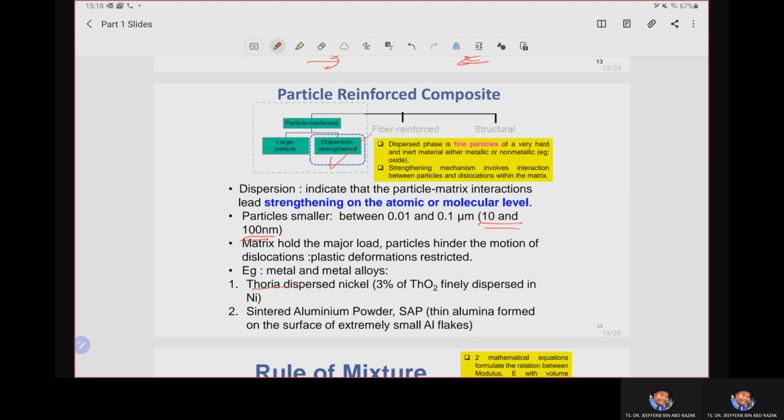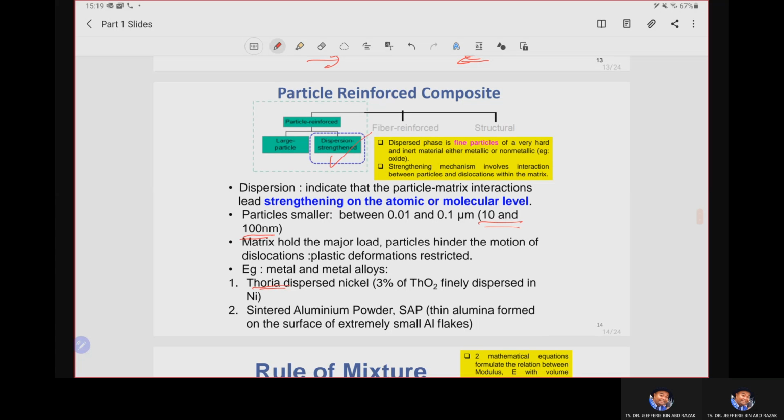For dispersion strengthening, the particle-matrix interaction leads to atomic or molecular level reinforcement. In comparison to the larger particle, the interaction does not go down to the molecular level, but for dispersion strengthening, the mechanism is down to atomic or molecular level due to the finer size. So the strengthening of the dispersion composite involves interaction between particles and dislocations within the matrix, where the matrix holds the major load while the particles hinder or impede the dislocation motion. Both of these situations restrict the plastic deformation, which improves the yield strength, the tensile strength, and also the hardness of the produced composite.